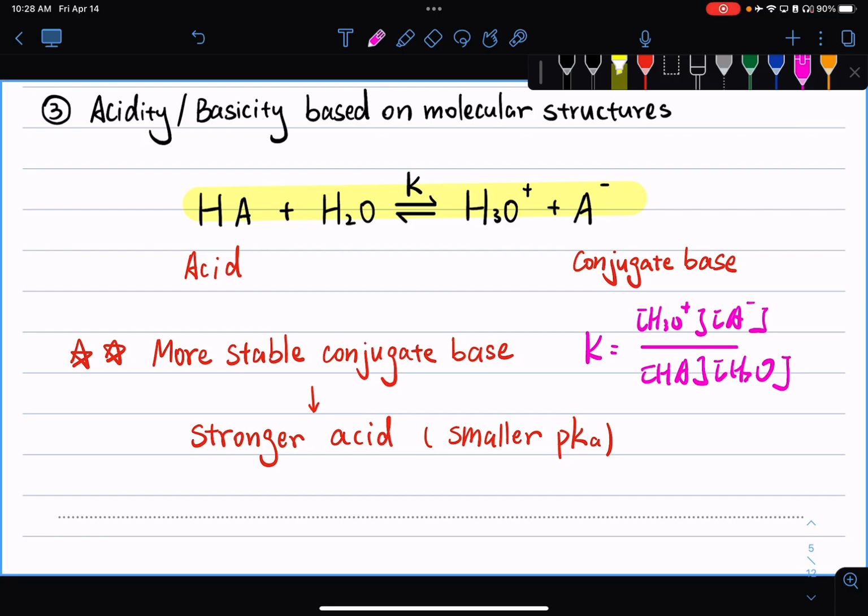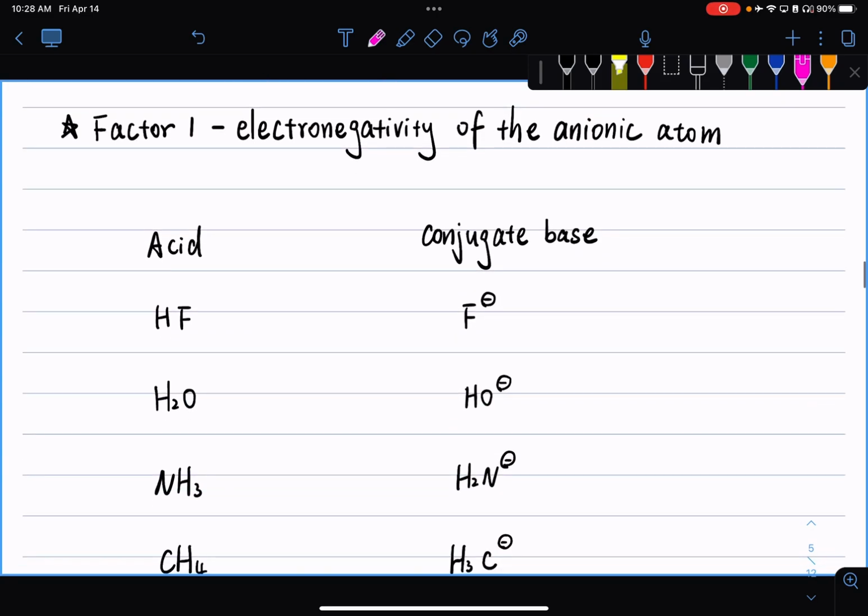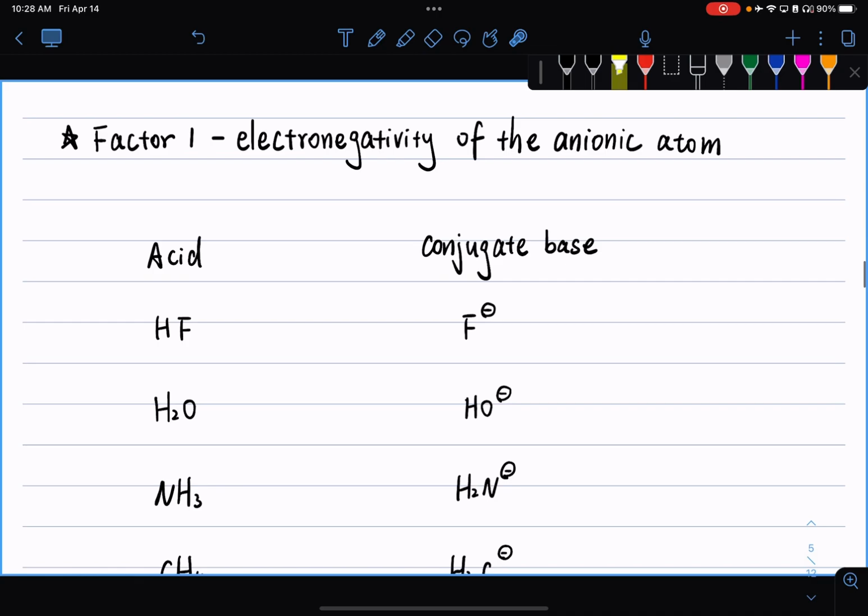All right. And from here, we'll see several factors that contribute to the stability of your conjugate base and consequently to the acidity of your acids. So now we're talking about the stability of a conjugate base. Or in general, we're talking about the stability of an anionic species, if you may.